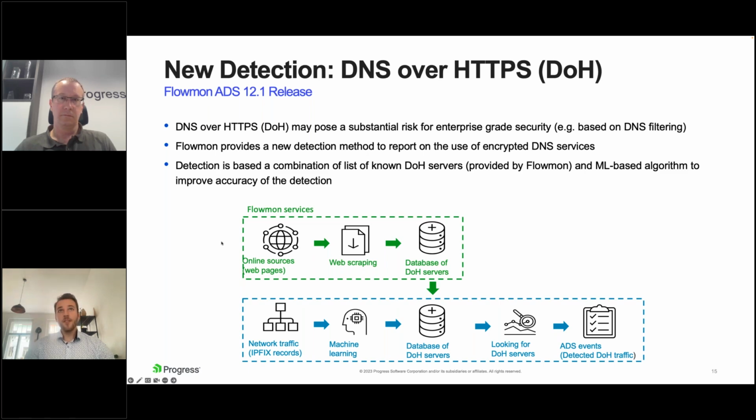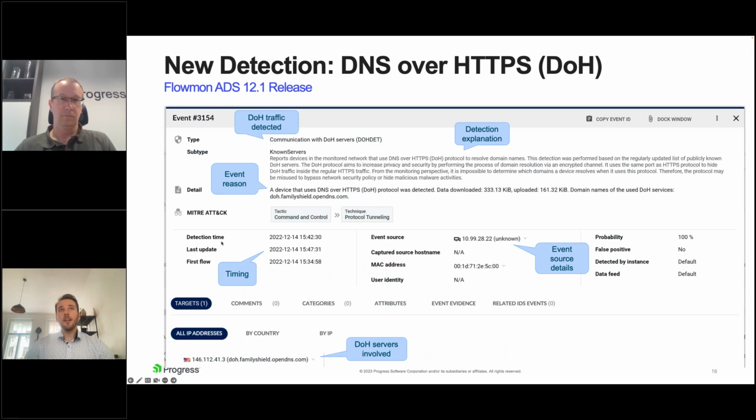Thanks to that detection, whenever an event is created, you will get it in the standard format you are used to from Flowmon Anomaly Detection System. So you can see the type of the anomaly, detected as communication with DNS over HTTPS. You can see the description, and a detail that a device that uses the DNS over HTTPS protocol was detected, and information related to it, how it corresponds to the MITRE ATT&CK framework.